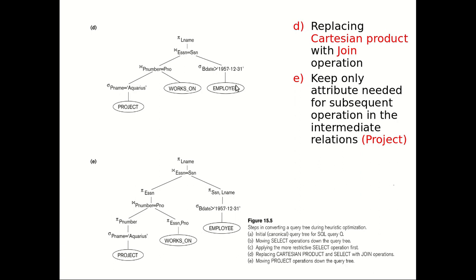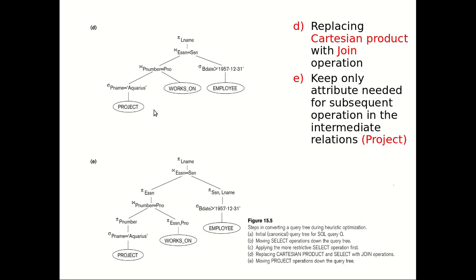Therefore, our resulting tree will be something like this. Project, this condition is applied, joined on P number. Birth date, employee, this condition is applied, joined on this. Now the last step of our optimization: keep only attributes needed for subsequent operations in the intermediate relation.